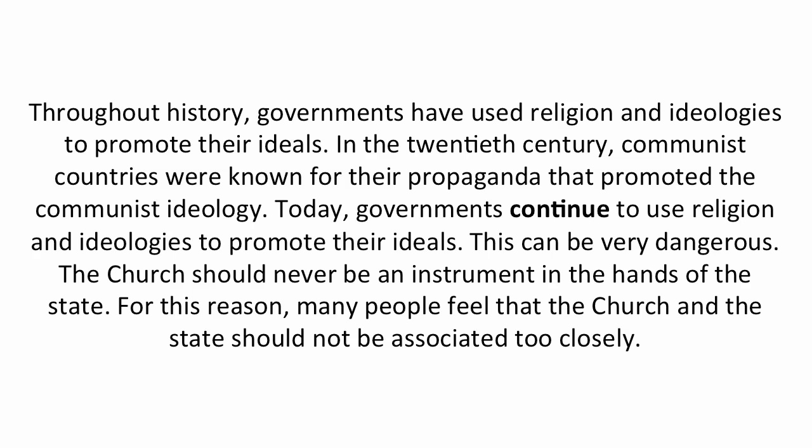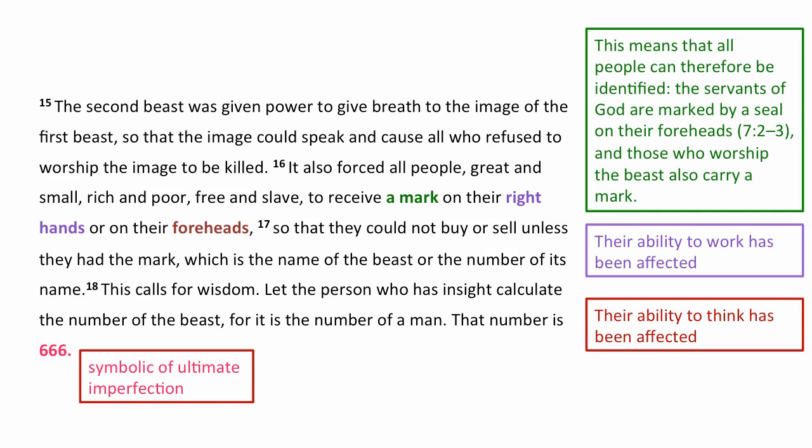Throughout history, governments have used religion and ideologies to promote their ideals. In the 20th century, communist countries were known for their propaganda that promoted the communist ideology. Today, governments continue to use religion and ideologies to promote their ideals. This can be very dangerous. The church should never be an instrument in the hands of the state. For this reason, many people feel that the church and the state should not be associated too closely. So we can see that 666 is symbolic of ultimate imperfection.